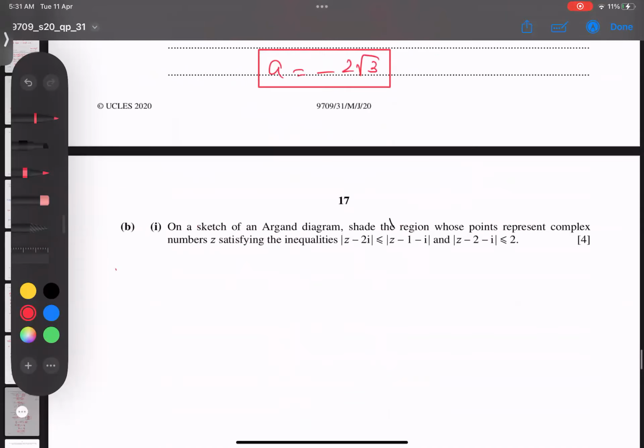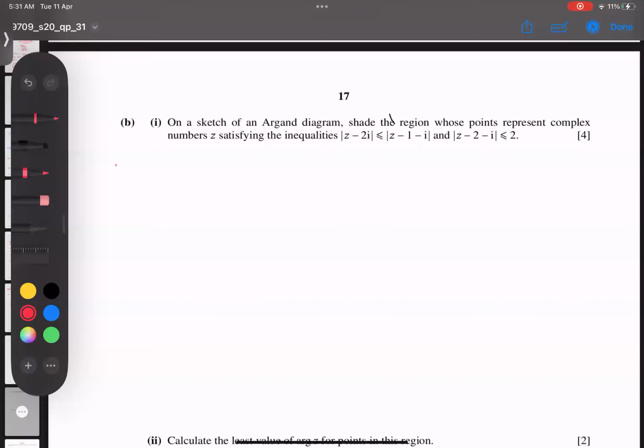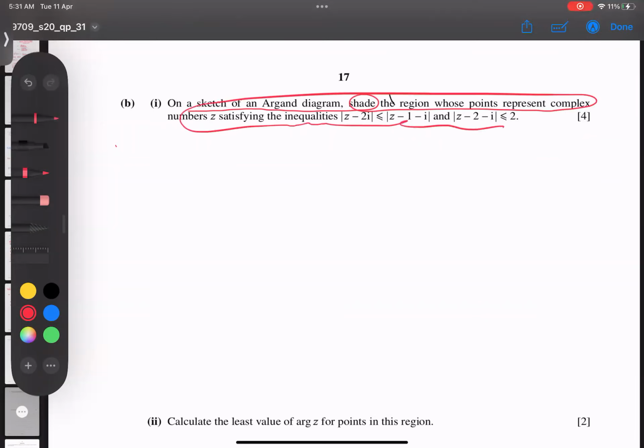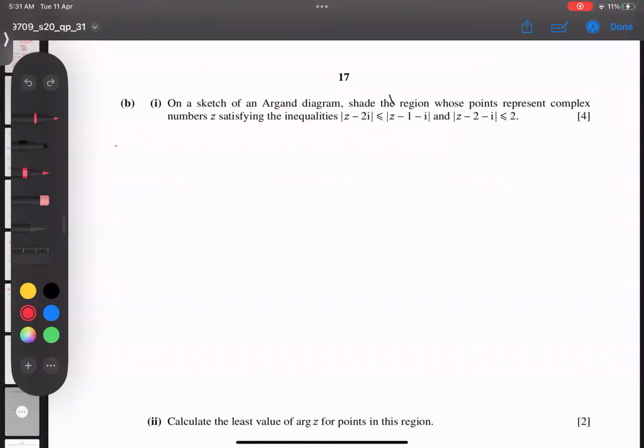And the next part we have given here, complex number, that Argand diagram you just sketch and then shade. And if you look carefully, he's saying on a sketch Argand diagram, shade the region which represents the complex number and two inequalities. These kinds of questions, students, whenever we try, we have to make a rough idea. How to make a rough idea?